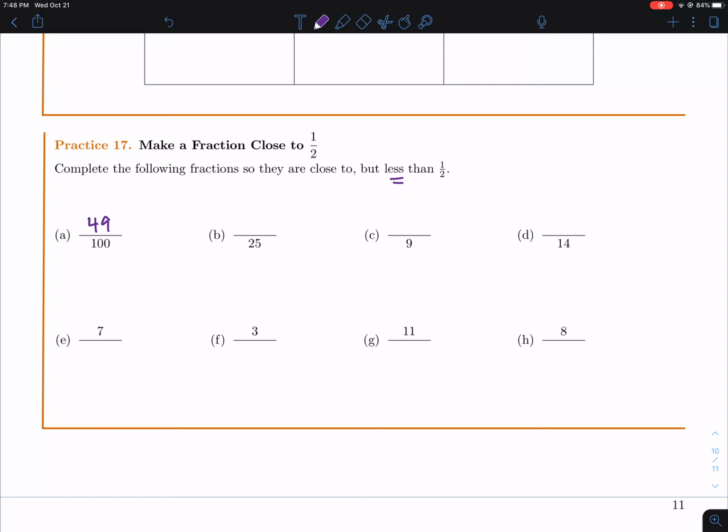And so you want to be the closest you can get. I mean, clearly I could put 48, but that's not the best number that can go there. So try to put the absolute biggest number that can go there. I don't want you to put 48 down, even though it is less than 1/2. It's not the best number that's less than 1/2. So keep that in mind. We're looking for the best number that's less than 1/2.